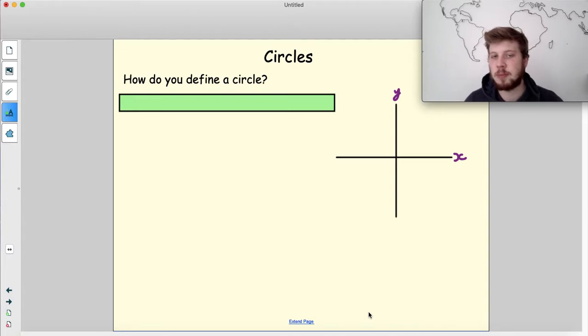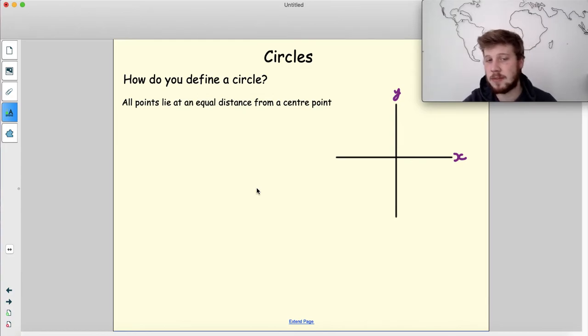Just going to be exploring the equation of a circle and also defining some of the key properties of what a circle is. So in order to do this and to think about the equation of a circle logically, what we need to do is have a solid definition, and that would simply be that every single point on a circle would be an equal distance away from the centre point. So the actual definition would be all points lie at an equal distance from a centre point.